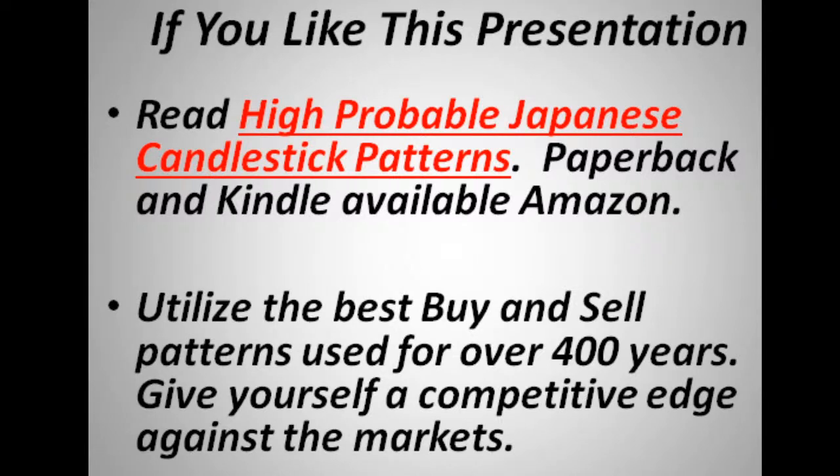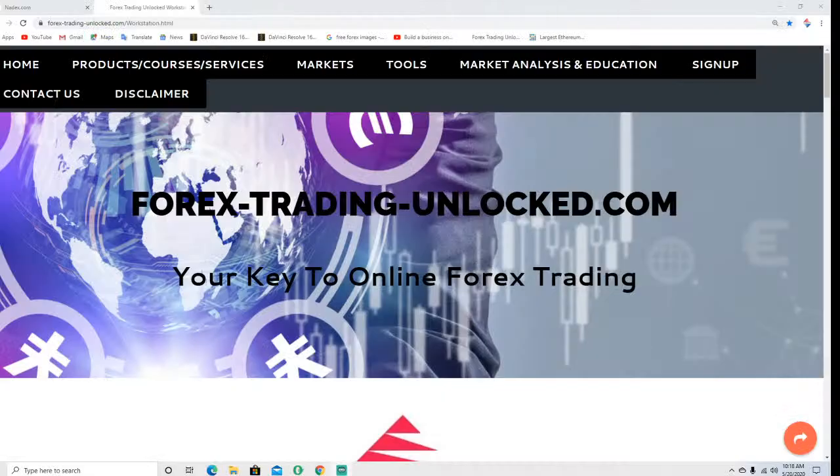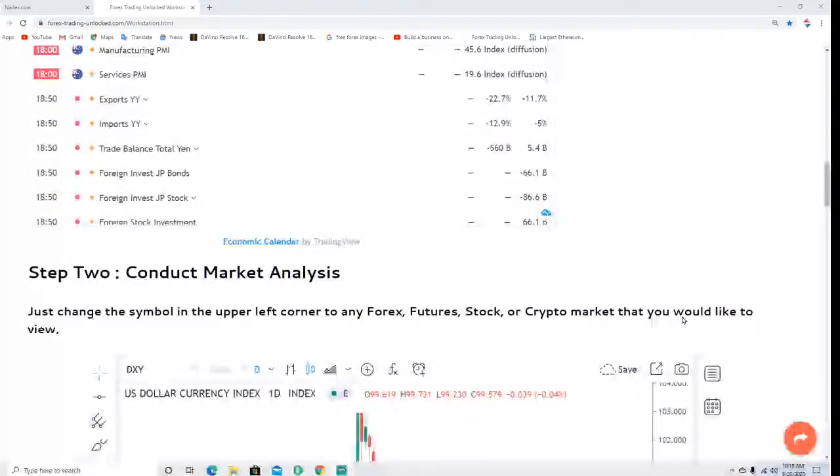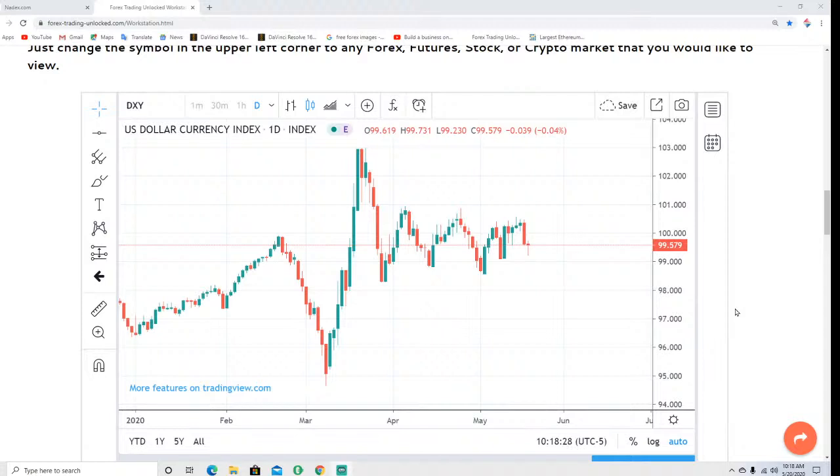We're going to go over some patterns that are going on right now in the marketplace. So without further ado, let's go to our Forex-Trading-Unlocked.com website. We have the workstation page already pulled up. We're not going to go through the numbers or oil numbers today. And as you can see, the dollar index has been in a little bit of a retreat going into today, and today that's also still under pressure. So right now we have dollar weakness.